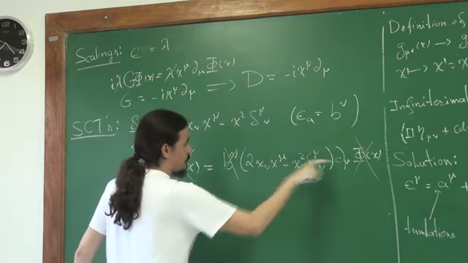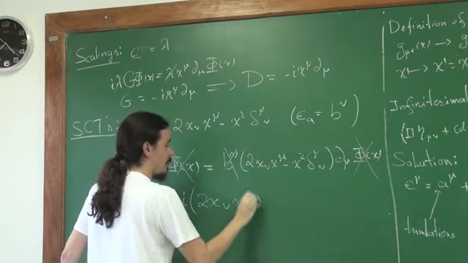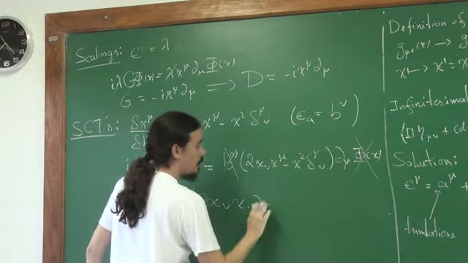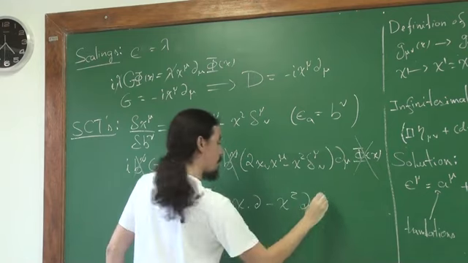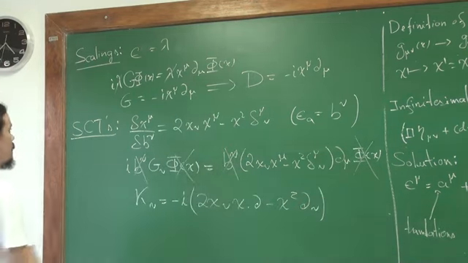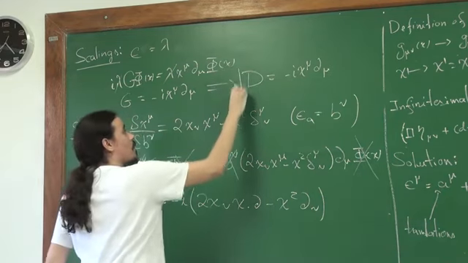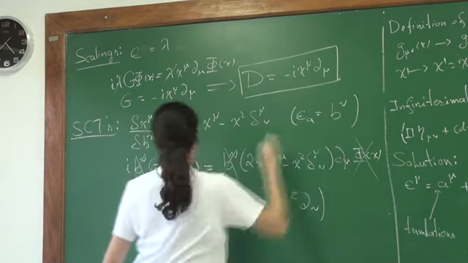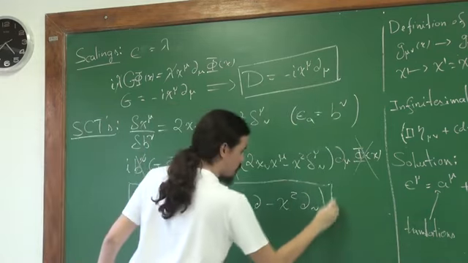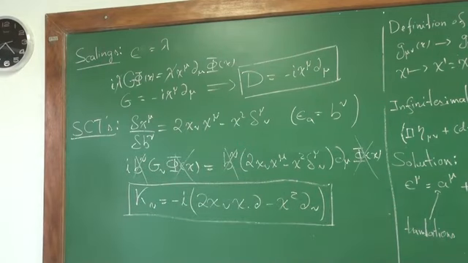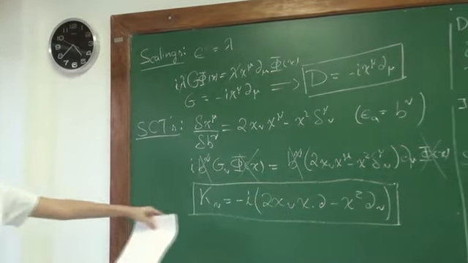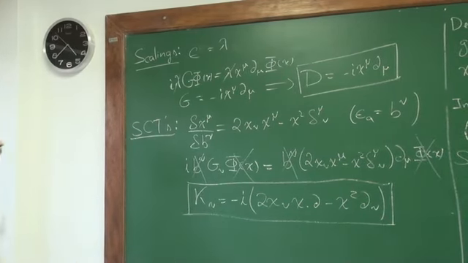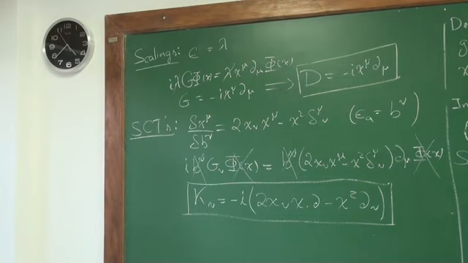This here contracts with this one, so we'll just write x dot x minus x squared. Okay, so these are the two new generators for conformal transformations. The scaling, which is called D, and the K corresponding to special conformal transformations. Any question about that? No? Okay.